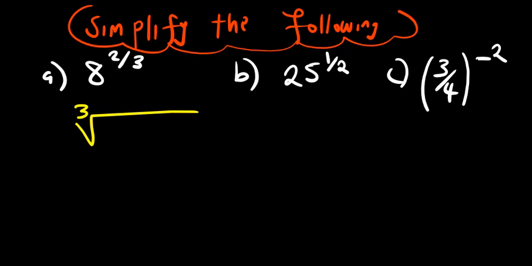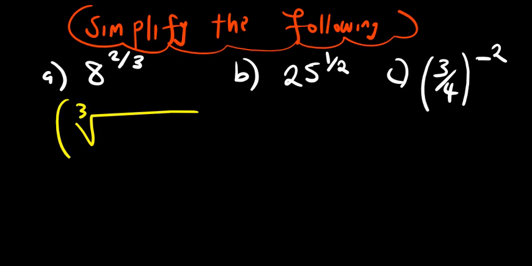Okay, if there was 4 here, it would have been 4 here. If there was 5 here, it would have been 5 here. If there was 2 here, we would have put a 2 here, which means a square root. So basically that is just our interpretation. So because we have a 3 here, I'm going to put a 3 here.